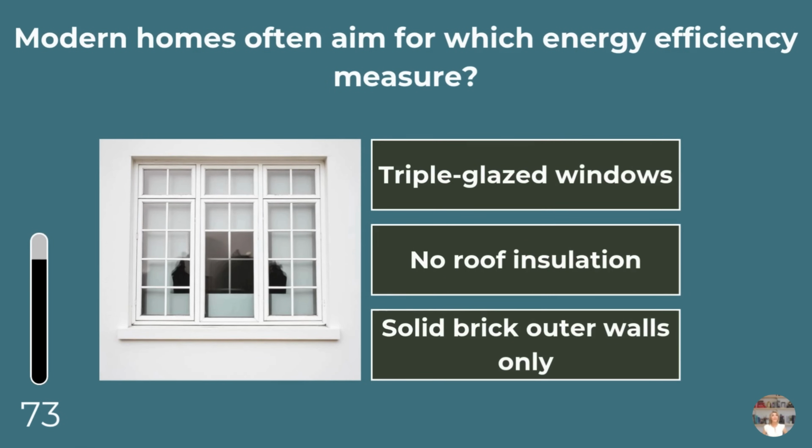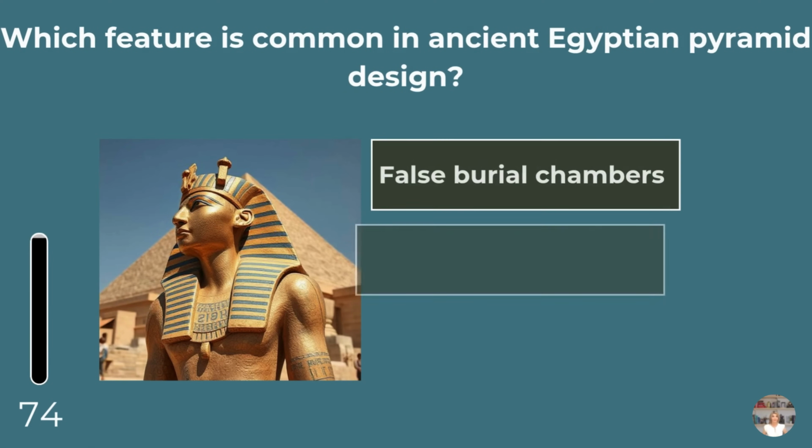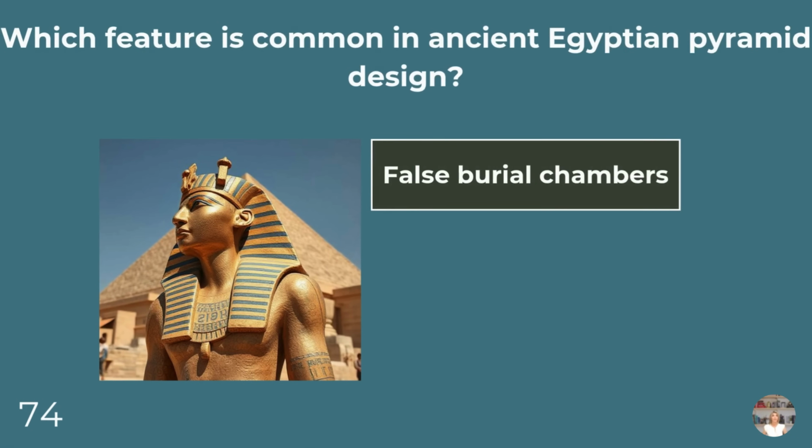Modern homes often aim for which energy efficiency measure? Triple glazed windows, no roof insulation, or solid brick outer walls only? Triple glazed windows. Which feature is common in ancient Egyptian pyramid design? False burial chambers, hidden tunnels to the Nile, or circular windows? False burial chambers.